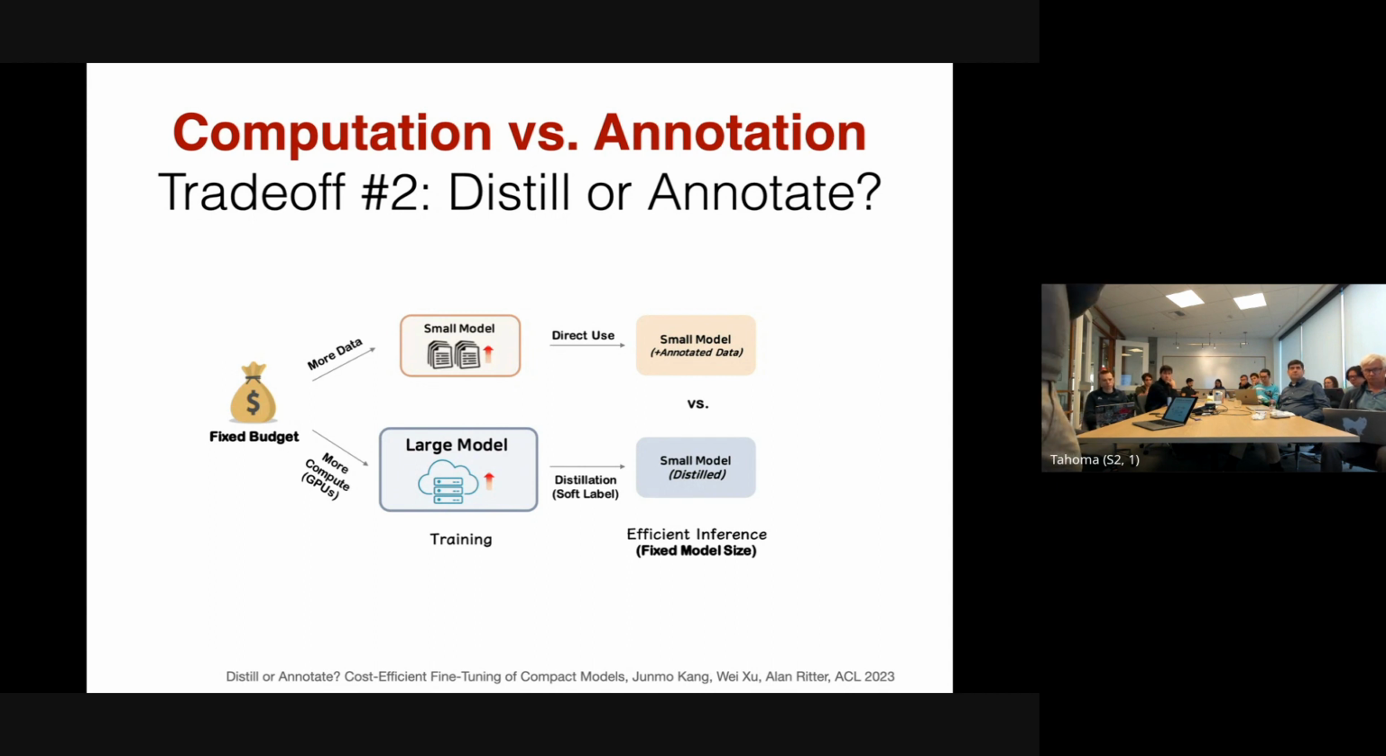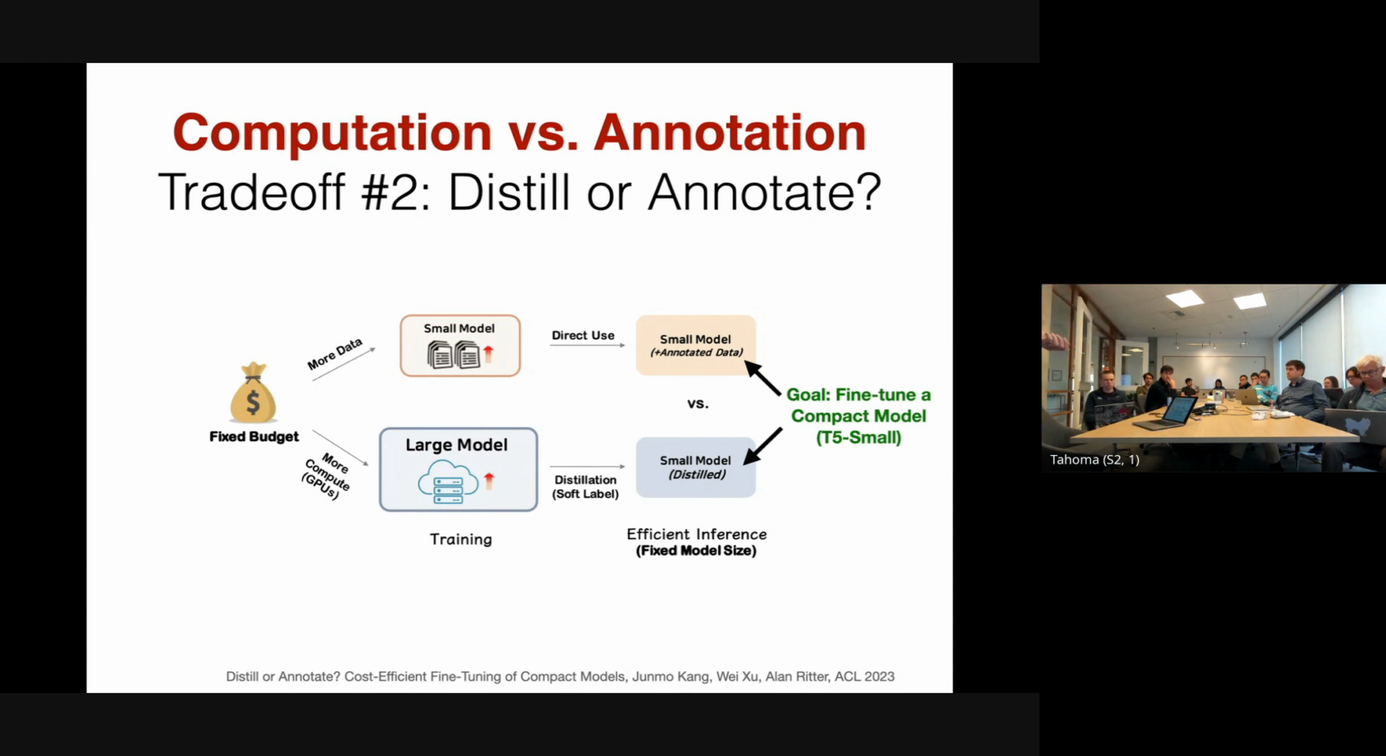We're not doing domain adaptation here. We're assuming we have some existing model and we want to improve the performance on this target domain. One way you could do that would be to simply annotate more data and then fine tune this existing model on the additional data. Whereas the alternative would be to spend that budget on compute and first pre-train a much larger model and then distill the larger model to get a model that supports efficient inference at the end.